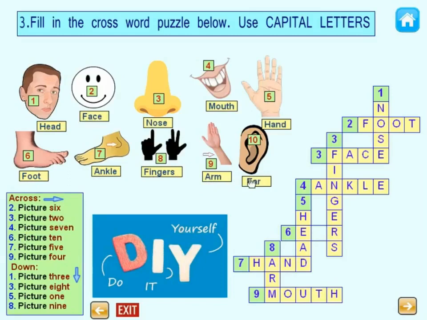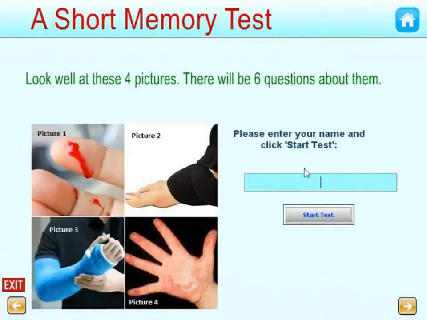The next activity is a short memory test. You have to look well at these 4 pictures. There will be 6 questions about them. When you are ready, enter your name here and click Start Test. Take 2 minutes to do this test.